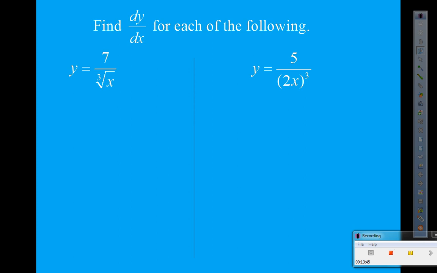Here come the same problems. I'm just going to switch notation on you. Notice that this is y equals 7 over the cube root of x. I'm just going to rewrite this first, though. So this is going to be y equals 7 over x to the 1/3, which is really y equals 7x to the negative 1/3. So I brought it up so that I can find the derivative of it.